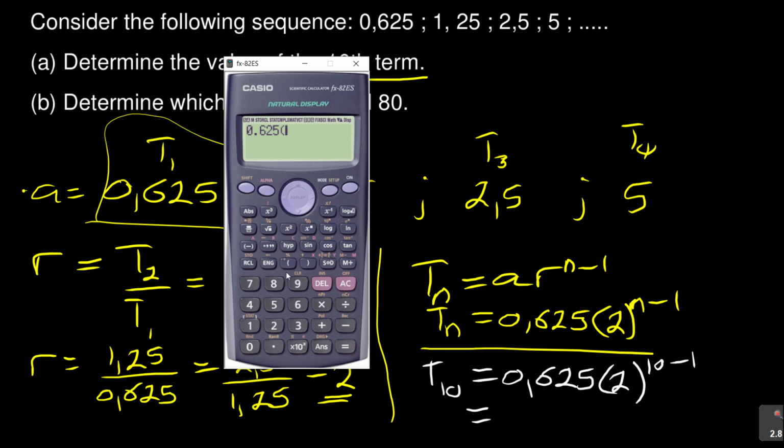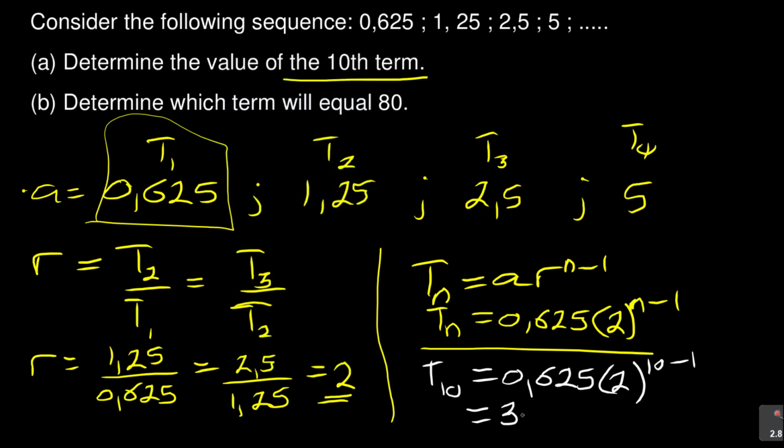0,625 bracket 2 to the power 10 minus 1. Then you get that answer, which is 320. So that's the first one. Then determine which term will equal 80.